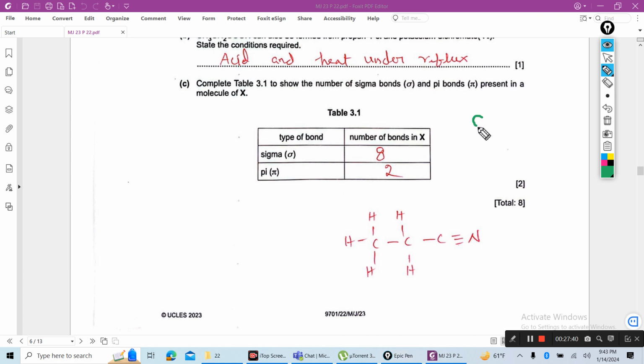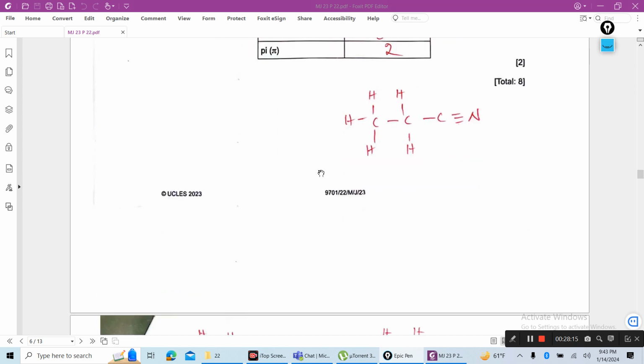You know, single bonds are all sigma. In a double bond, one is sigma, another is pi. And in a triple bond, one is sigma, 2 are pi bonds. Now we'll go to the next question.